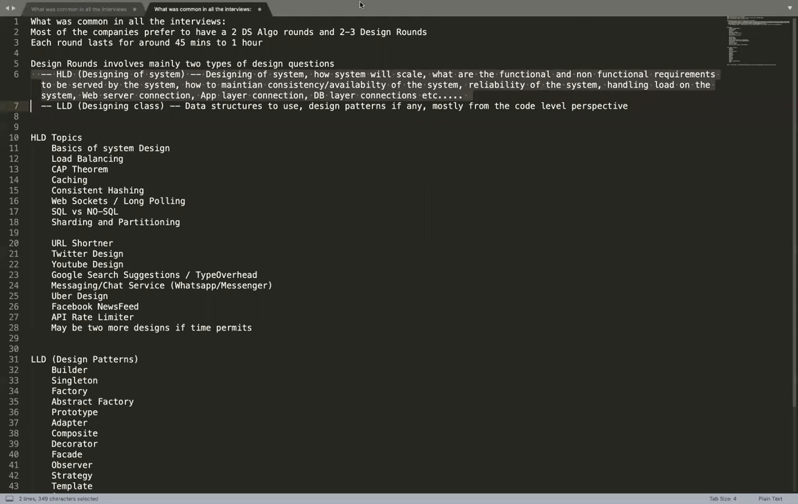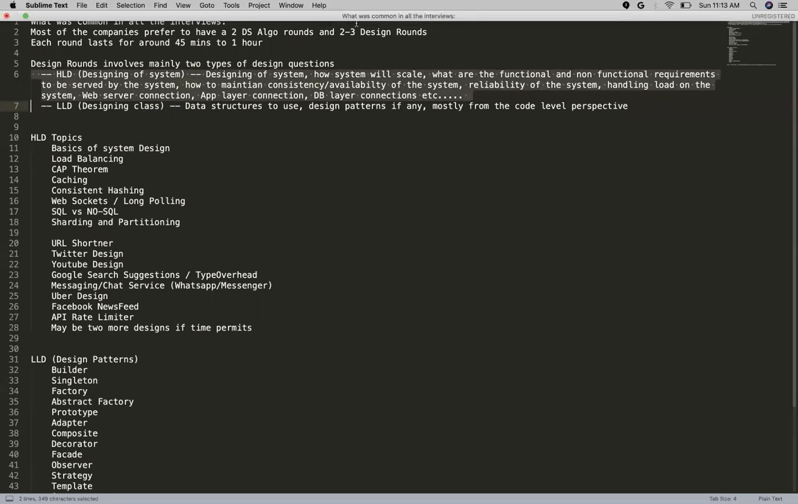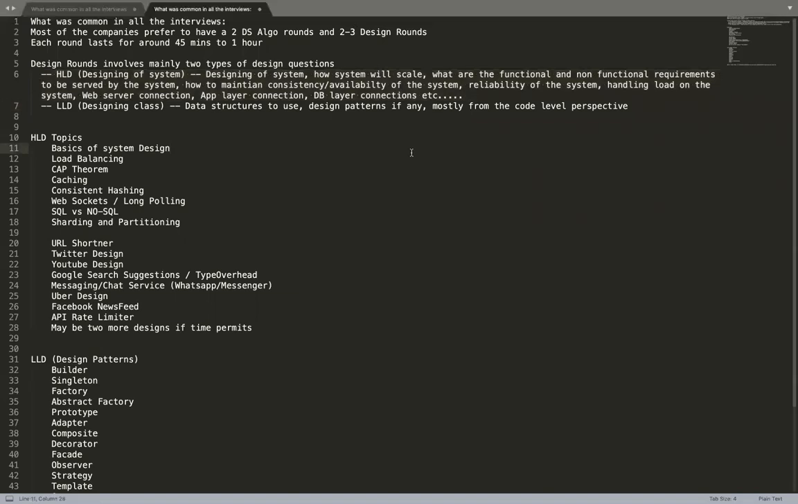Sometimes I hear that people ask about schema design. I mean, database. So does that come under HLD, or should it come under HLD, right? Yeah, it will come under HLD. So if you see here, I've mentioned web server connections, application layer connections, DB layer connections, and I should mention here schema design.